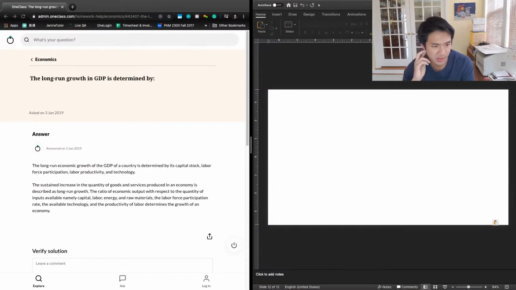The first question says the long run growth in GDP is determined by what? And so remember that this is going to be a kind of definition based question. It's going to be testing our knowledge of the productivity function, and we know that that's going to be determined by a number of factors, and those are going to be capital stock, labor force, labor force participation, I believe, technology, and putting all this together, you have productivity, right?